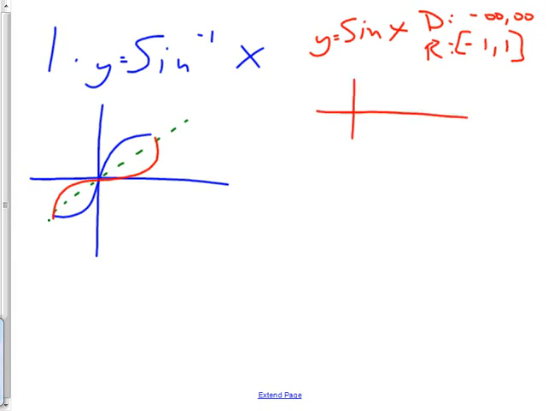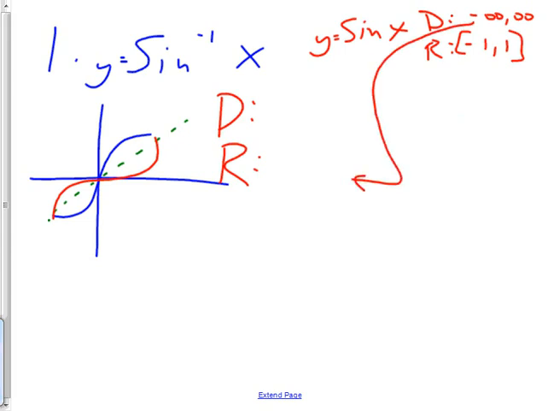Alright, so here's regular sine. And domain and range are negative infinity, positive infinity, based on that picture. Okay, so then what are the domain and range of this guy? Domain, range. I just take these others and drag them down. Like this domain has to become that range. And this range has to become that domain. There we go. That's how I do this.